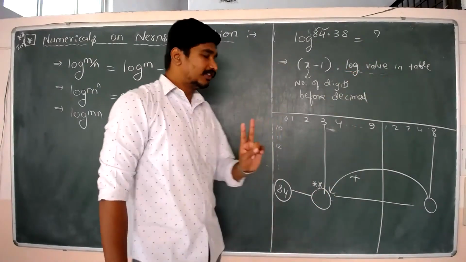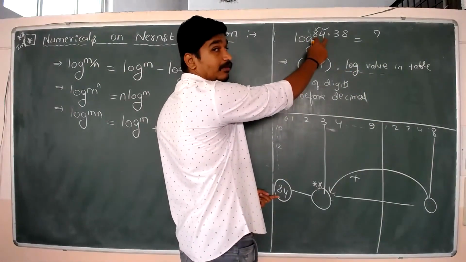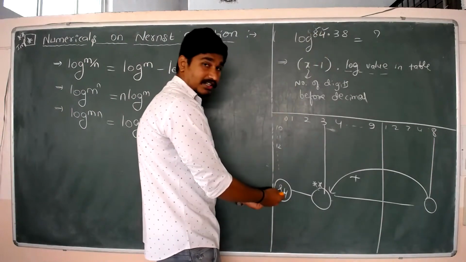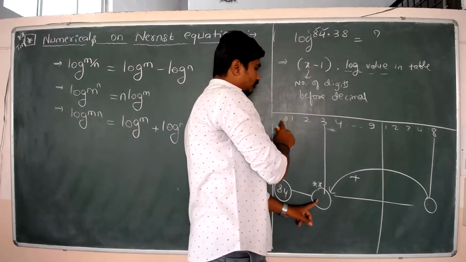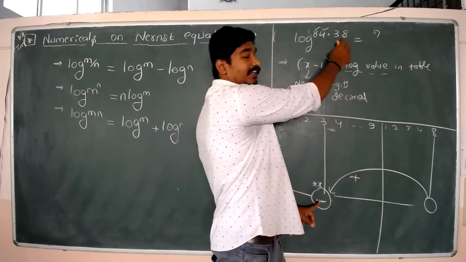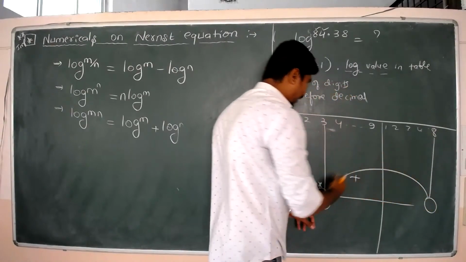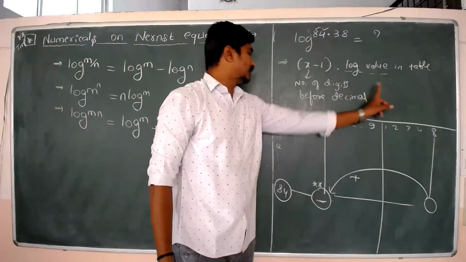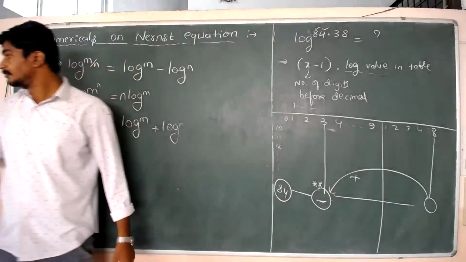Clear? The first two digits, whatever they may be, 84, 8.4, you have to search here. Here it is. For the next digit, that is 3, you have to search here. Then you will get some value here. After that, the next digit is 8. You should search that here, and that mean difference you have to add to this value and write that value here. It will be 1 point something. That is the value of the log.